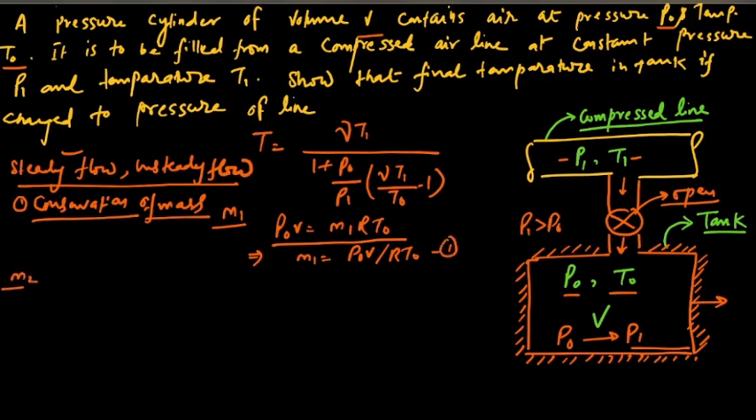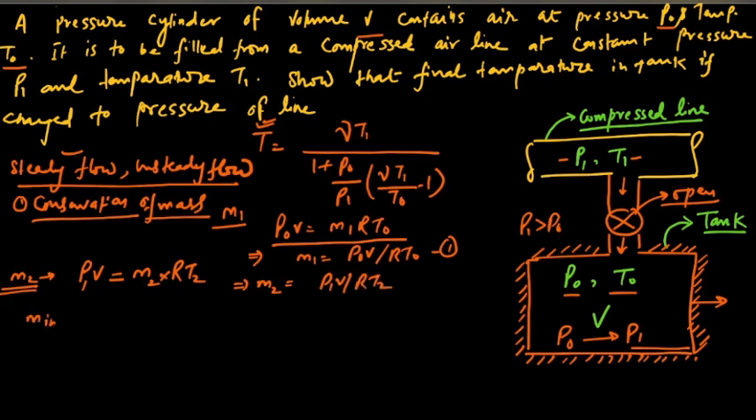Similarly, at the final point, let us suppose m2 is the final mass, then at state 2 pressure will be equal to the compressed air line, therefore pressure will be P1, volume will remain constant, P1 V equals m2 R T2. T2 we have to determine, the final temperature. So we have taken the final temperature as T2, therefore m2 will become P1 V upon R T2.